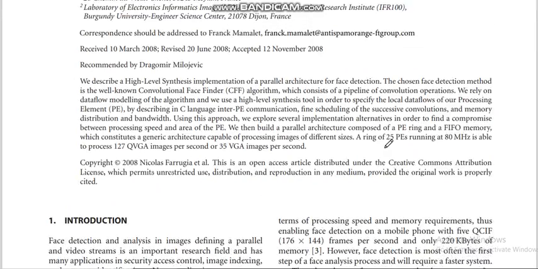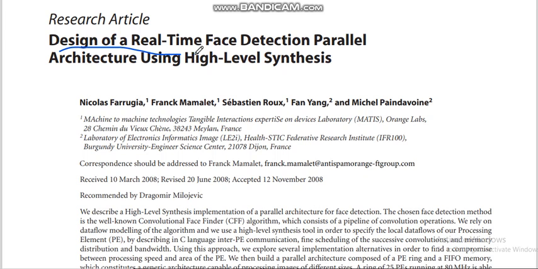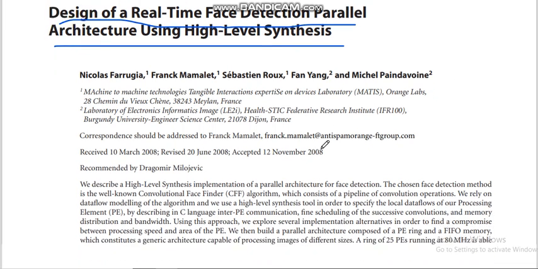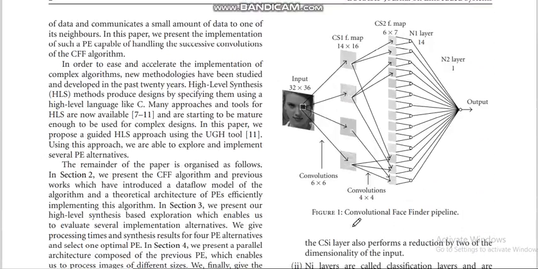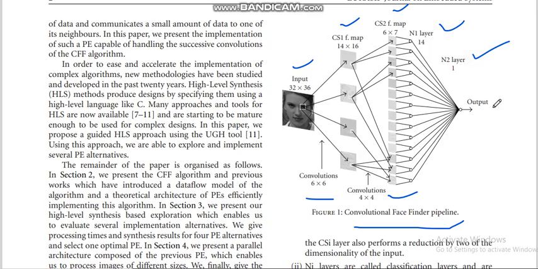In this paper, design of a real time phase deflection detection parallel architecture using high level synthesis. In this research article, convolutional phase finder pipeline. Input 32 cross 32, 6 cross 6 convolutions, 4 cross 4 C1 feature maps 16, C2 feature maps 16, N1 layer, N2 layer, output.